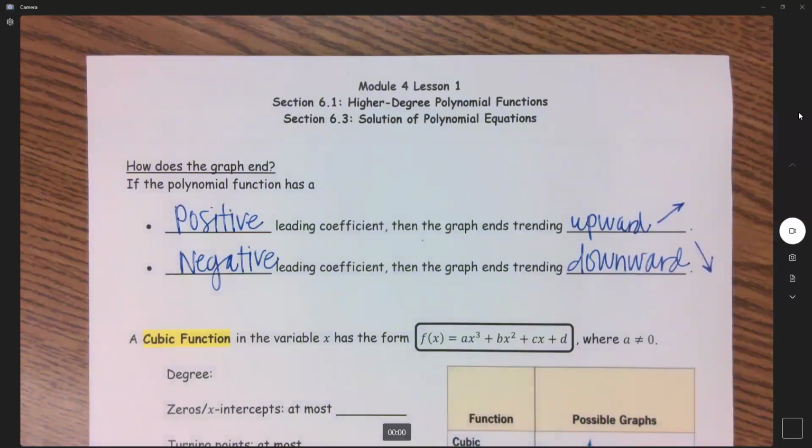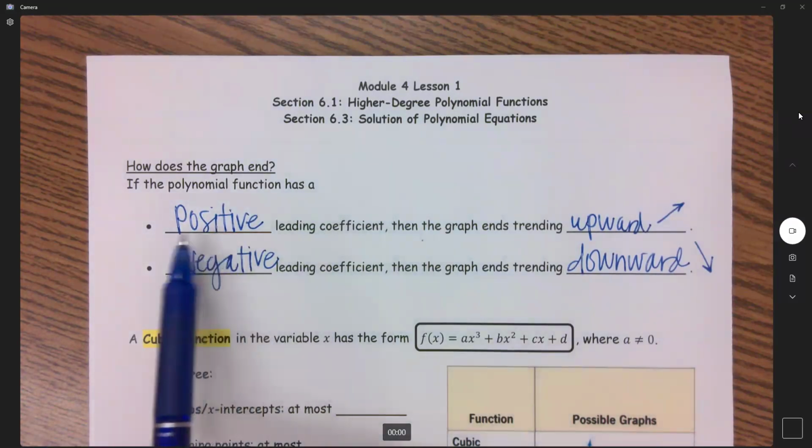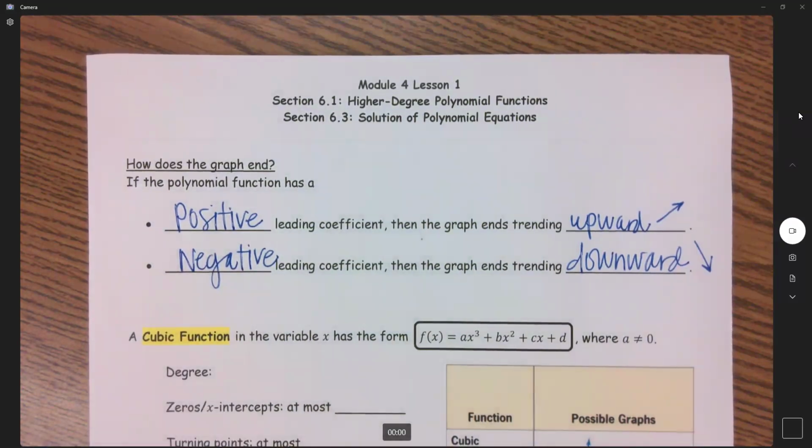Let's talk a little bit more about the graphs of these higher degree polynomial functions. A big thing it's going to want to know is either how does it end, or does it have a positive or a negative leading coefficient? So how can we tell?